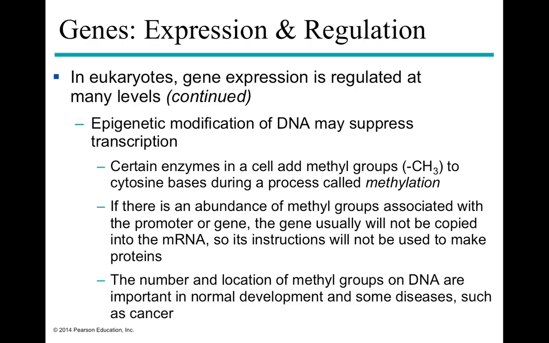Now, if you picture that sometimes the recipe book is locked down and sometimes the recipe book is having Xeroxes made constantly, that would lend you the idea that the recipe book is sometimes open and sometimes closed, right? And if it's closed tightly under lock and key, then that generally is undergone by a process called methylation. So if we have a ton of methyl groups associated with the promoter of a gene, generally the gene is not going to be copied into mRNA, and therefore we're not going to be able to make proteins. And so the number and location of the methyl groups on the DNA are really important in normal developmental stages, and they're also used as markers in some diseases, such as cancer.